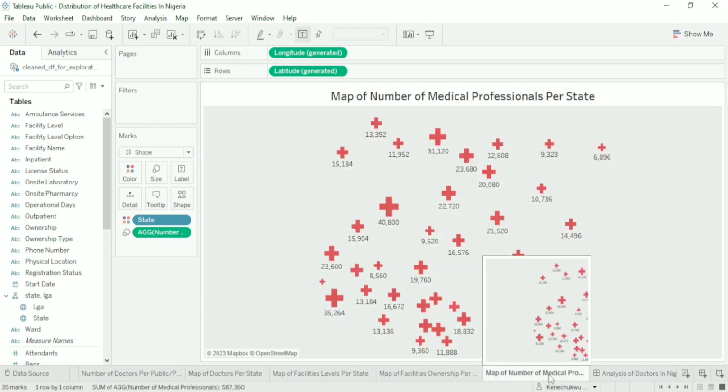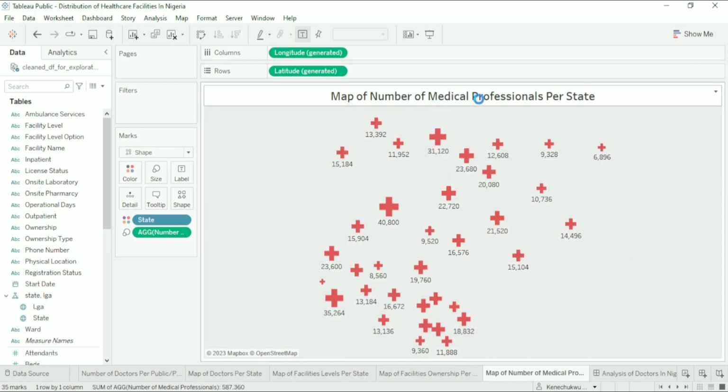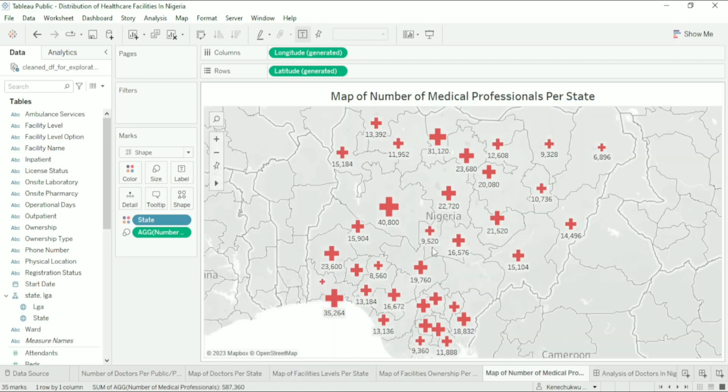Let me check. Okay, this one is a map of the number of medical professionals per state. Now when it comes to medical professionals per state, Niger is the highest. Niger is the highest. I don't know why I keep calling this Niger. Niger is the highest with 40,800. And the reason for this is the number of facilities there, and most of them are government facilities. Then Lagos took second place, which is this.